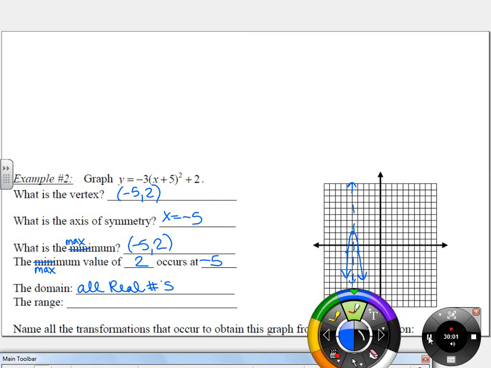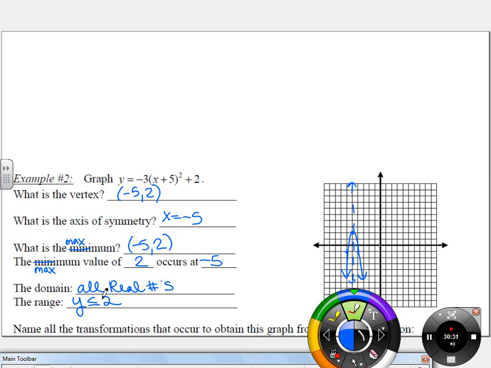The domain, again, is all real numbers. Is that going to change for any of our quadratics, our parabolas? No, we don't have any limitations on what we plug in for x, but the range is going to keep changing depending upon our vertex and whether or not our parabola was reflected. So can somebody give me the range for this parabola? Bailey? Good. y is less than or equal to 2, because 2 is our maximum value.